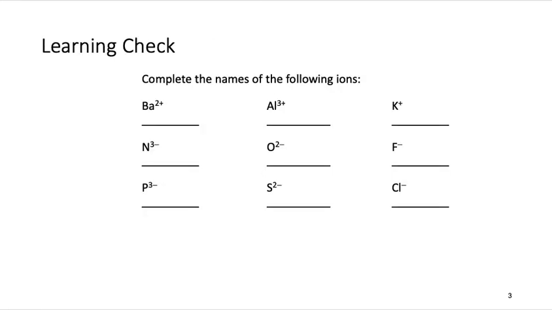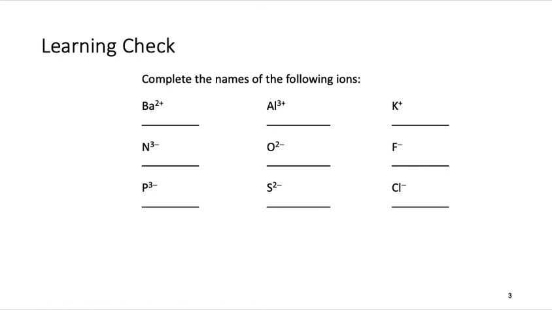So let's look at some of these. What would you call barium with 2 plus? Is it the positive or the negative? If it's the positive, it goes first, and you would just call it barium. What about aluminum 3 plus? It's a 3 plus, so it's going to go first, and you would call it aluminum. What about K plus? It's a plus, so you just call it potassium. How about nitrogen? It's a 3 minus, so that means it goes second, and you have to use an ending. What would you call it?